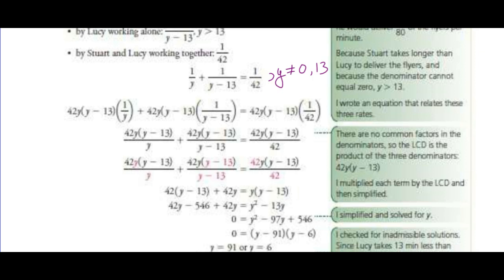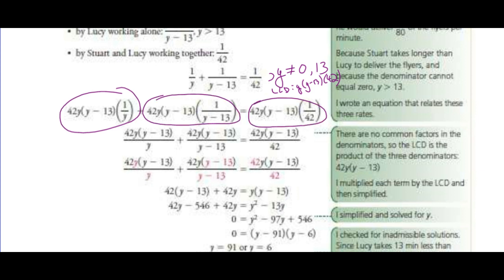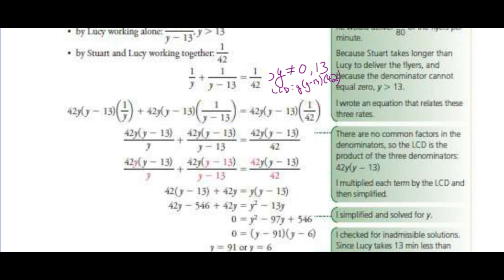Your LCD is y and y minus 13 and 42. So we're going to multiply everything by 42y, y minus 13. So that's the first term. They're going to multiply the second term by that, and then we're going to multiply the third term. Now, the only difference that I would make, just get rid of those circles, is I would just write these over 1.